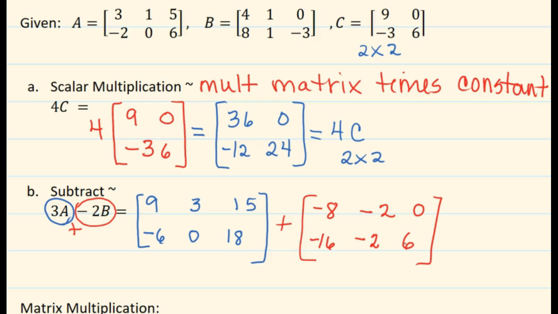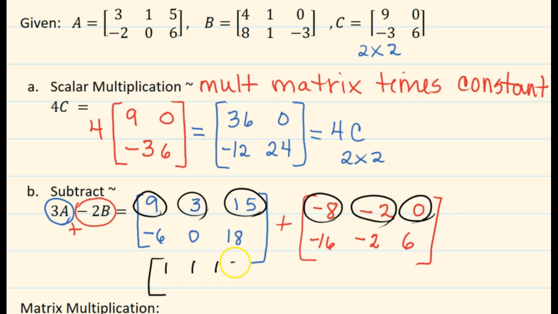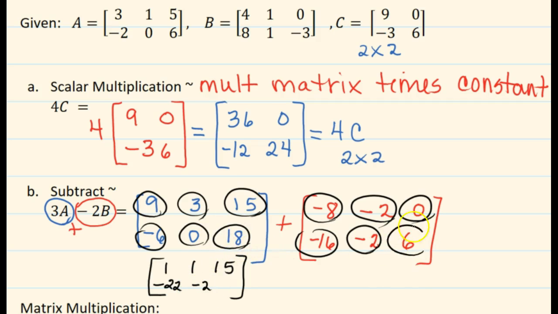And now we can see that we're just back to adding two matrices. And I'm going to do location, location, location. When I add these, I get 1. When I add, I get 1. When I add, I get 15. When I add, I get negative 22. When I add, I get negative 2. And when I add, I get 24. So notice my new matrix has the exact same dimensions as A and B, and we were able to use scalar multiplication as well as addition in order to solve this problem.